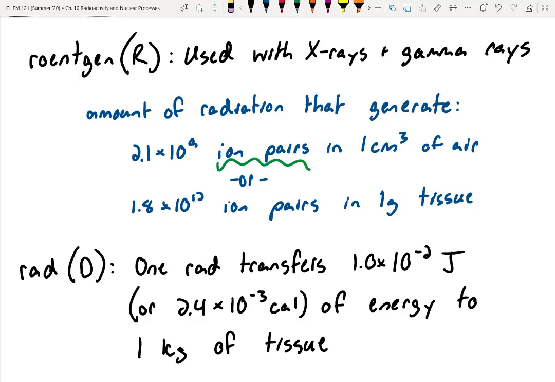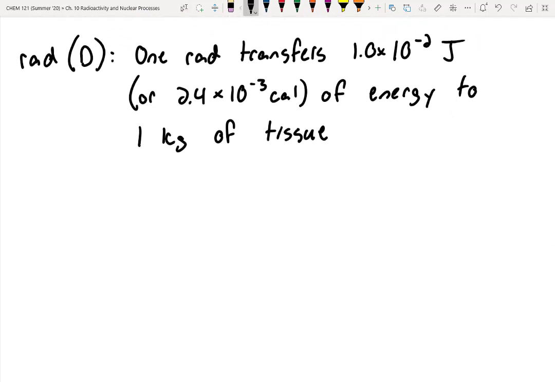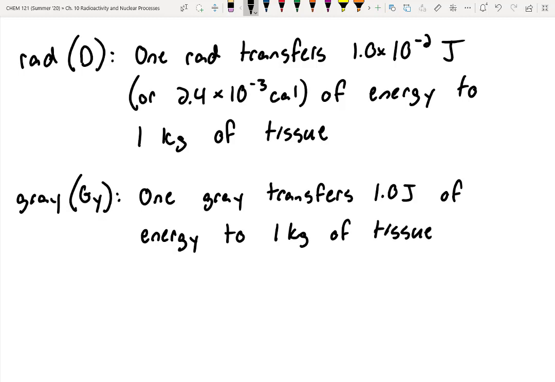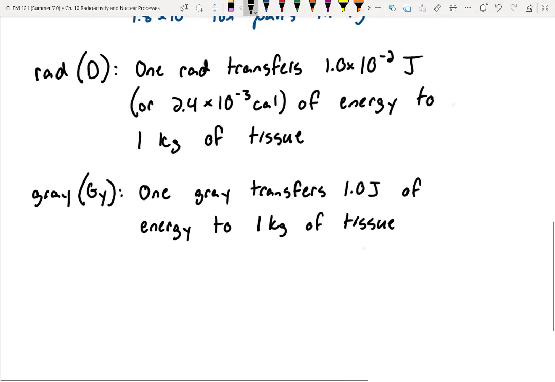All right, let's do the next one. The next one's a little bit different. It's a gray, and the symbol is Gy. This is the cousin of the rad. It says 1 gray as a unit of radiation transfers 1.0 joules of energy to 1 kilogram of tissue. So you can see that these are closely related. In fact, we can convert between these very easily.